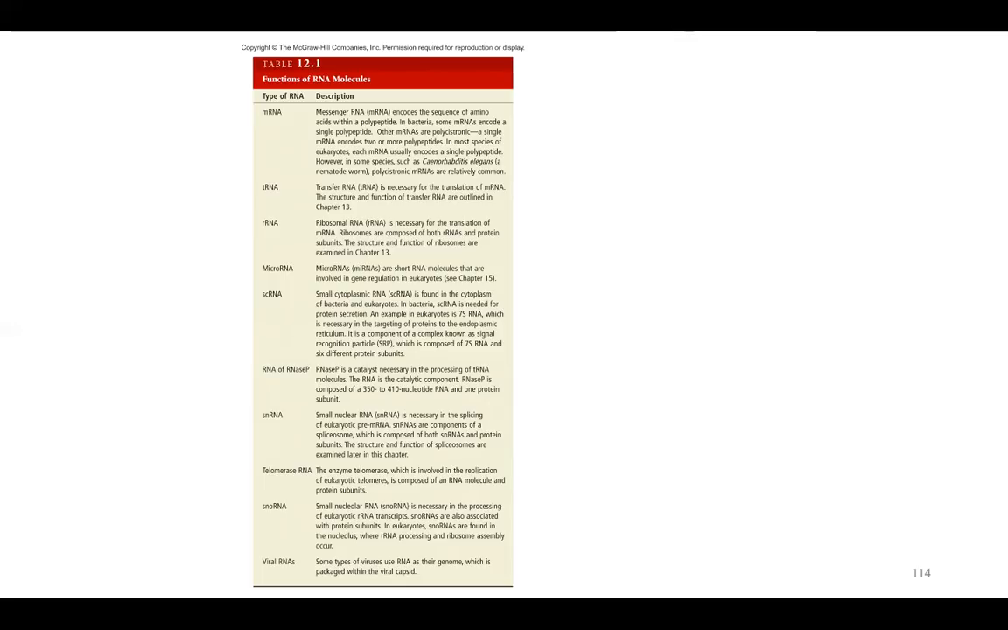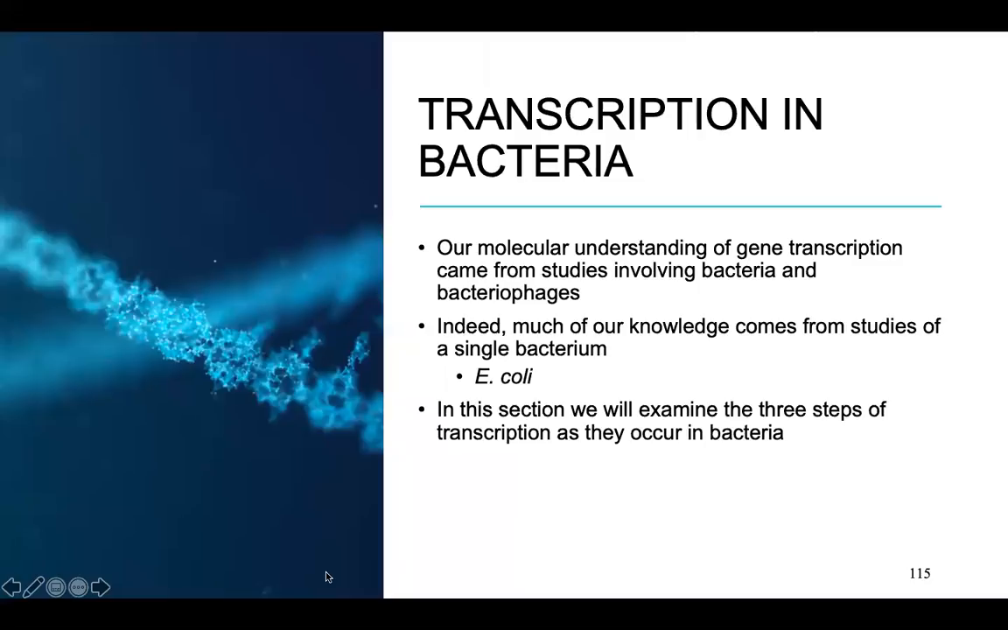When you say transcriptomics, we study the processes that occur during transcription. So we have the various types of RNA. We have the mRNA, tRNA, ribosomal RNA, microRNA. We have the small cytoplasmic RNA, RNase P, small nuclear RNA, telomerase RNA, small nucleolar RNA, and the viral RNAs.